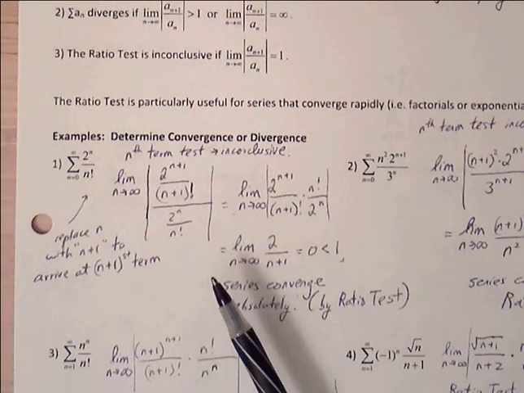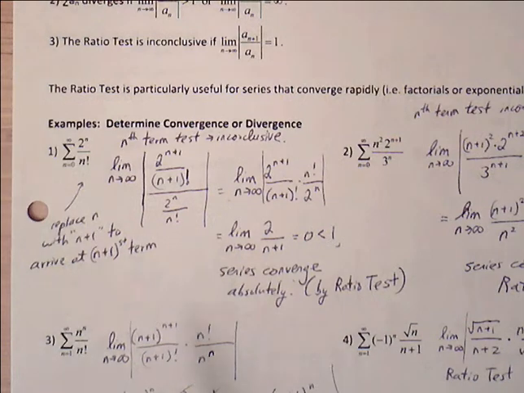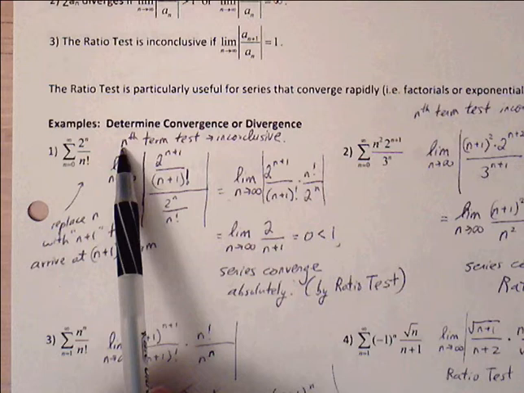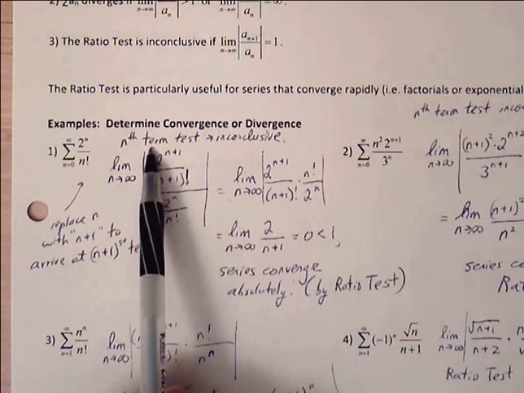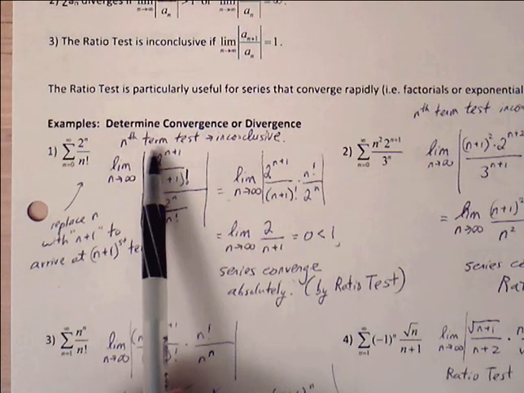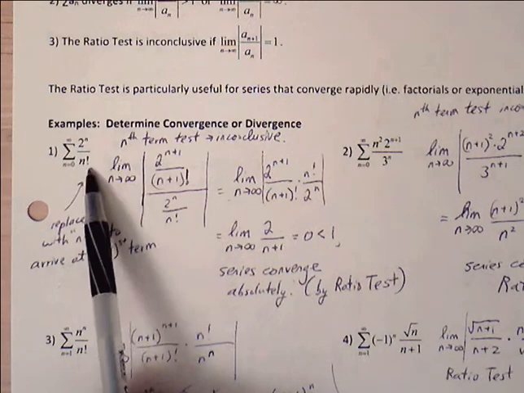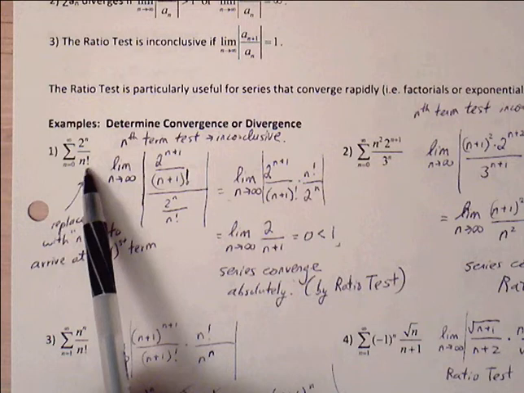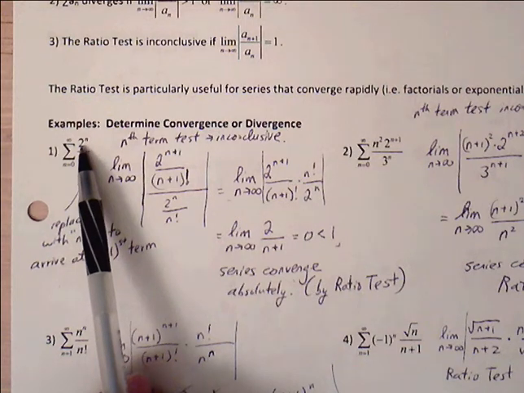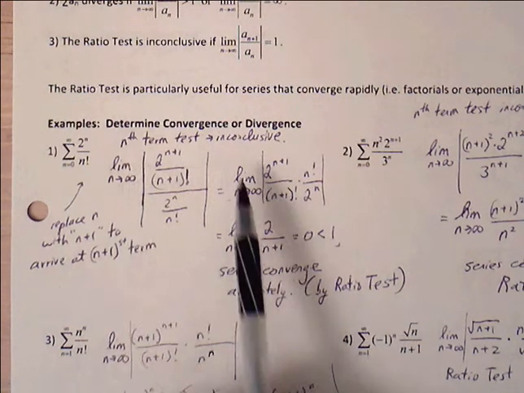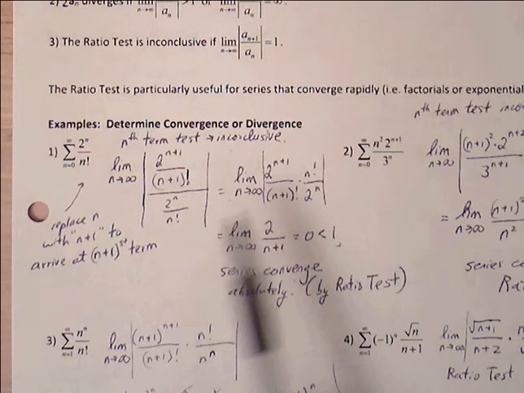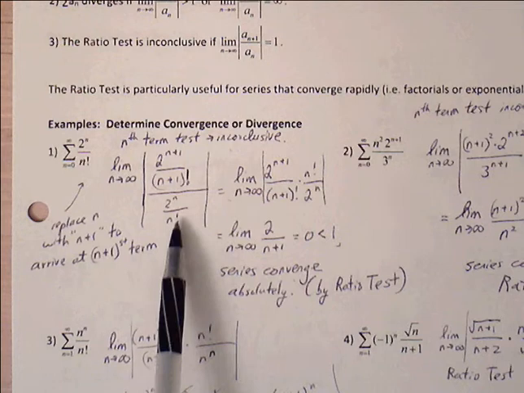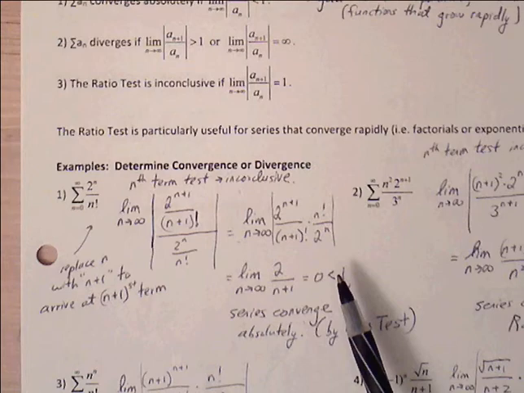So let's look at the first example here. The sum of 2 to the n over n factorial. Again, we always want to use the nth term test first. In this case, it's inconclusive because the limit of this quotient will go to 0 because the n factorial is growing at a faster rate than the exponential function. So inconclusive.